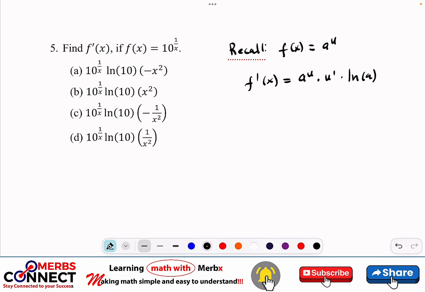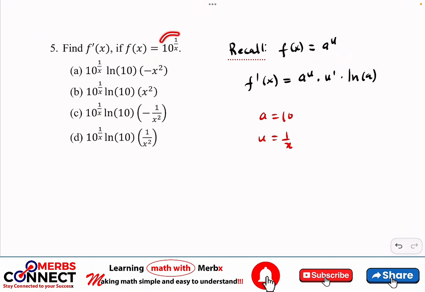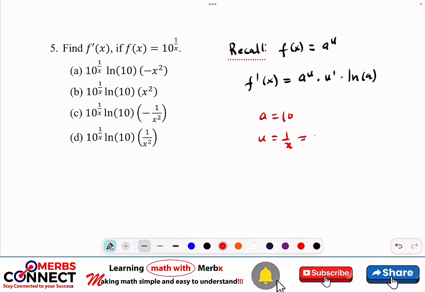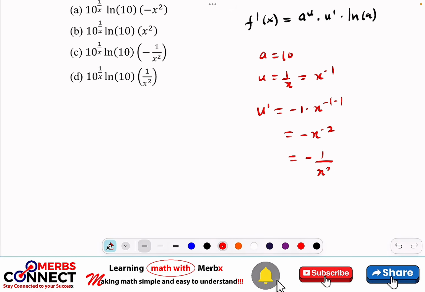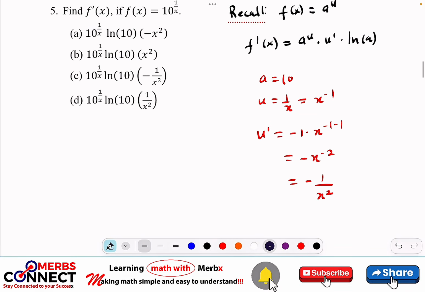So now let's compare this one to this. I can see that a is equal to 10 and u is equal to 1 over x, right? But we need u prime, so let's go through the process. Now this is the same as x to the power minus 1. So u prime will be equal to minus 1, bring the minus 1 out and down and then have this. So we are using the power rule, so minus x to the minus 2. And this can be written as minus 1 divided by x squared. Beautiful. So let's do substitution, then we are done.